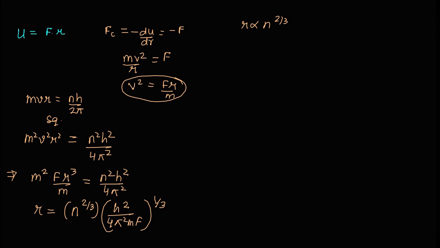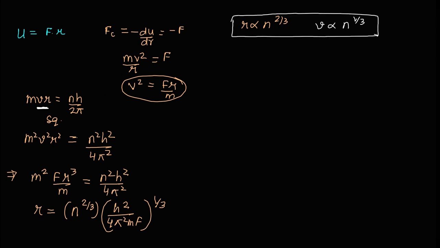Since over here we are seeing that v into r must be proportional to n, without making much calculation I can clearly say that v must be proportional to n to the power 1 by 3, so that on multiplication n to the power 2 by 3 and n to the power 1 by 3 will be equal to n to the power 1, which is on the right hand side. So this is the first thing that we have evaluated: r is proportional to n to the power 2 by 3 and v is proportional to n to the power 1 by 3. The next part which we are going to solve is for energy.